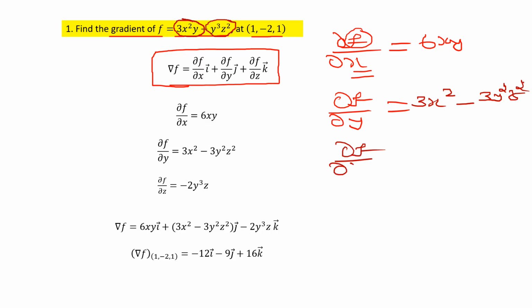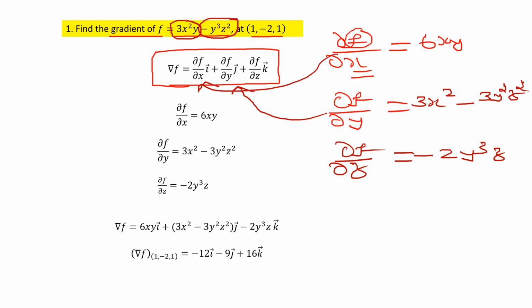Then I have to find dou f by dou z. What is the meaning of dou f by dou z? Take the function f, do the partial derivative with respect to z. In the first term, there is no z, it will be 0. If I differentiate the second term with respect to z, that will give you minus 2y power 3 z. Then substitute dou f by dou x here, dou f by dou y here, and dou f by dou z here. So that will give you this one.